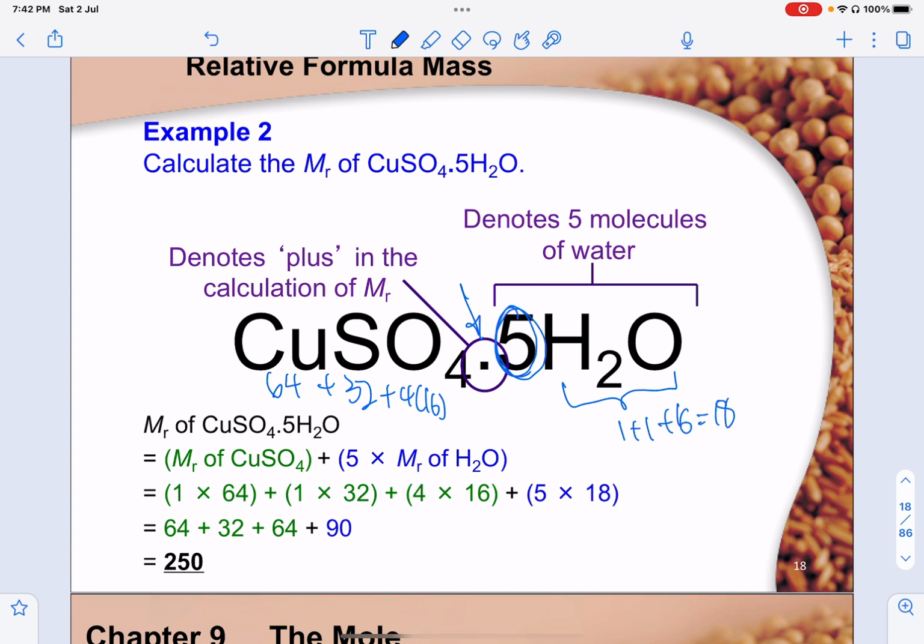But because there's a big 5 in front of the water, you would have to multiply 5 by the whole of 18. Then you sum it up together, and you'll get the answer 250.